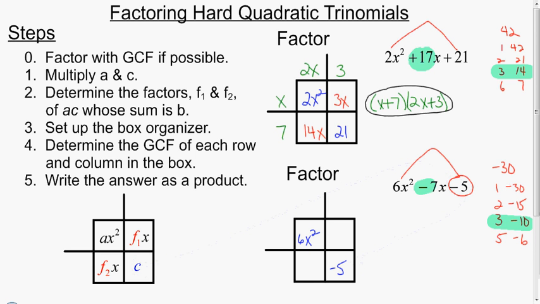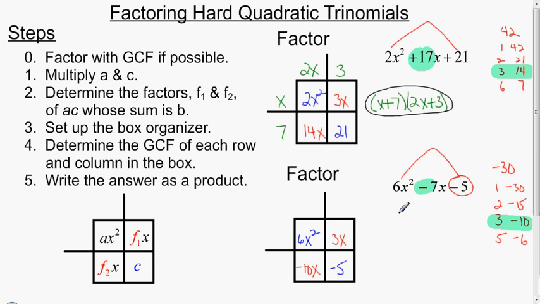And then the factors that I needed to make the middle go in the top right and bottom left, excuse me. So I will say that I will use the 3 with 3x and the negative 10 with negative 10x. Okay?